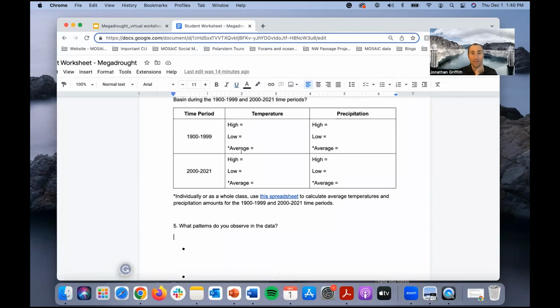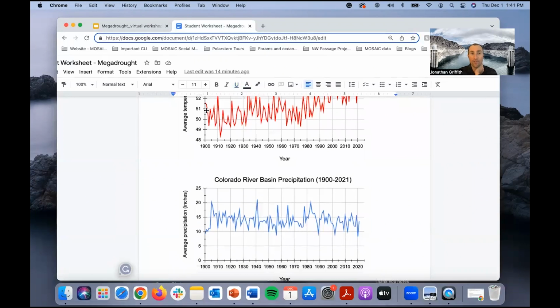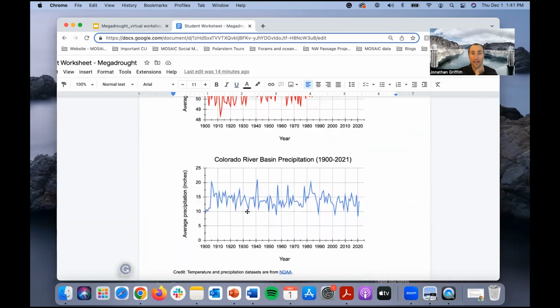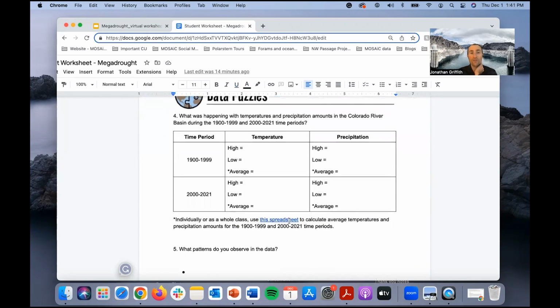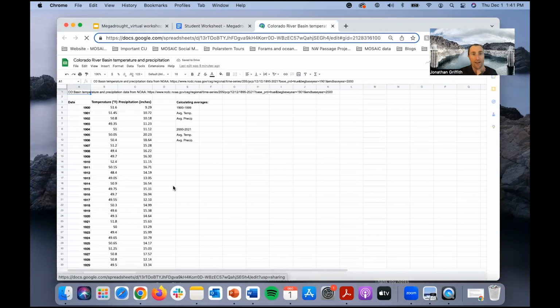What students won't have when they look at these graphs is the average temperature from 1900 to 1999, the average temperature from 2000 to 2021, the average precipitation from 1900 to 1999, and again, the average precipitation for 2000 to 2021. So we would encourage you, we've got a spreadsheet linked with all of the data, temperature and precipitation. We'd encourage you to calculate those averages together as a whole class.